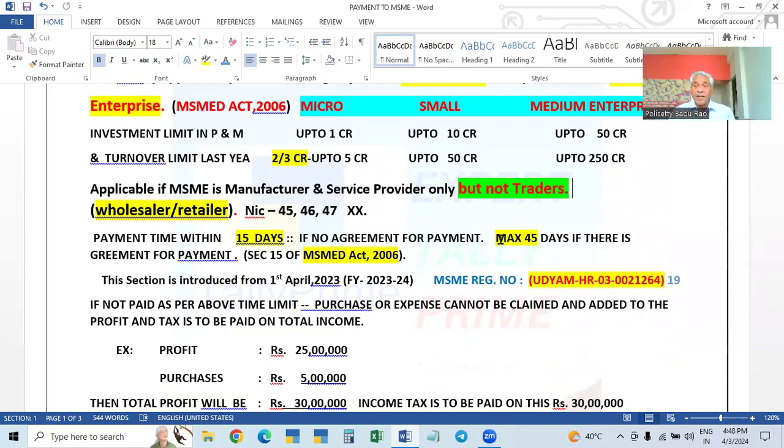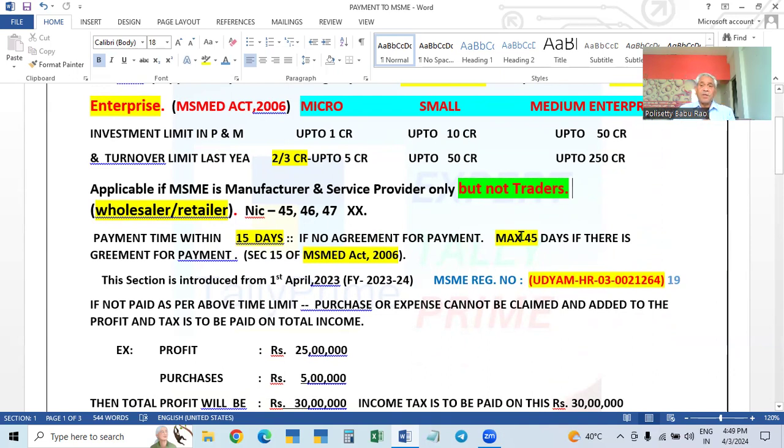That interest is to be paid at the rate prescribed by the Reserve Bank. This interest is to be paid for the late payment, for the period of delay. That is, what is the number of days or months, what is the delay period, the delayed period after the due date.